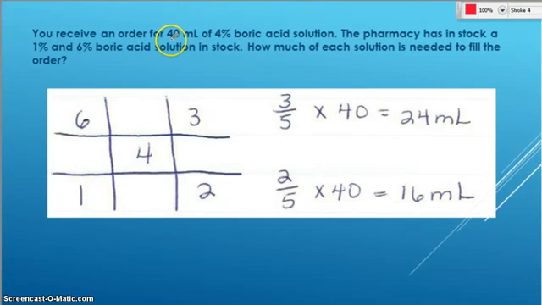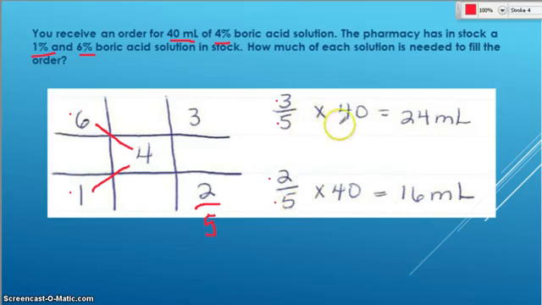We received an order for 40 mils of a 4% solution. In stock, we have a 1 and a 6%. So, using the grid, we put the 4 in the middle because that's what we want to make. We're using 6% and a 1%. So we're going to subtract. 6 minus 4 gives me 2. 1 from 4 gives me 3. So that is a total of 5 parts. 3 out of the 5 are going to be 6%. 2 out of the 5 are going to be the 1%.